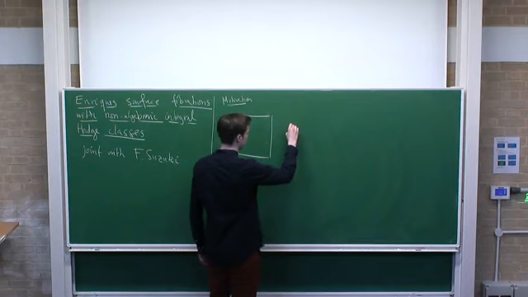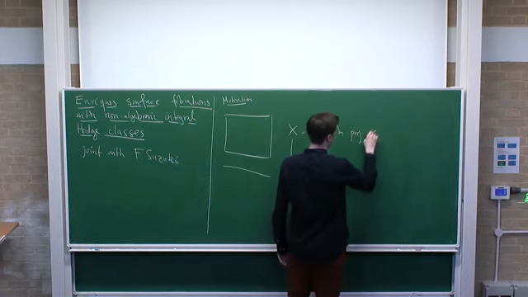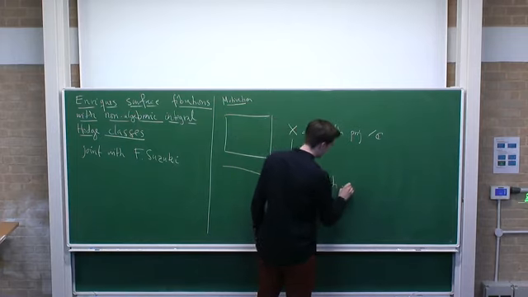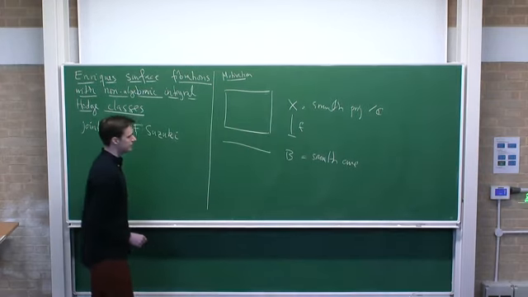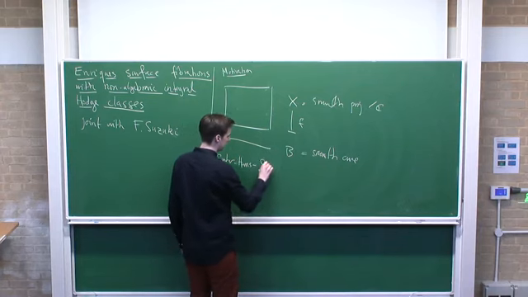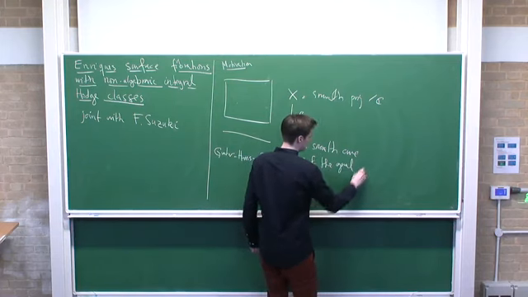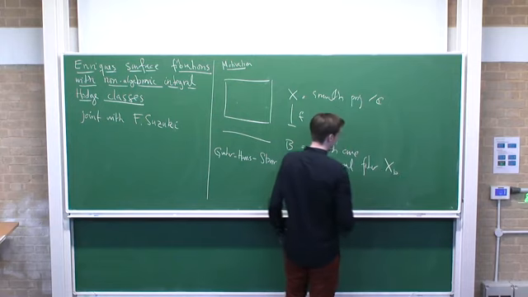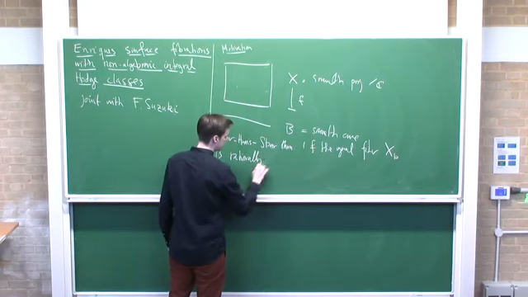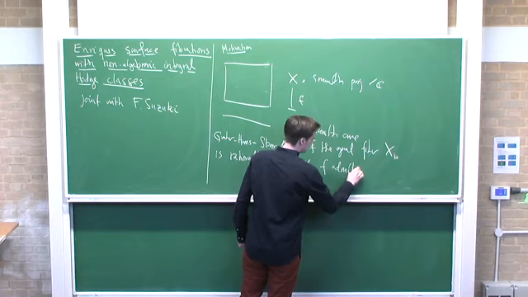We take some fibration, so maybe X is a smooth projective variety over C. Maybe B is some smooth curve. Then you have the famous Graber-Harris-Starr theorem, saying that if the general fiber X_p is rationally connected, then f admits a section.